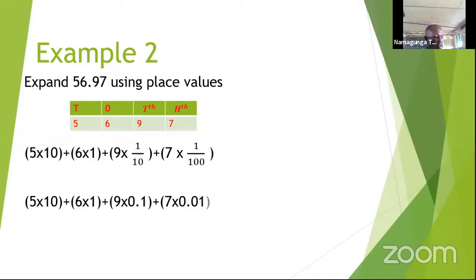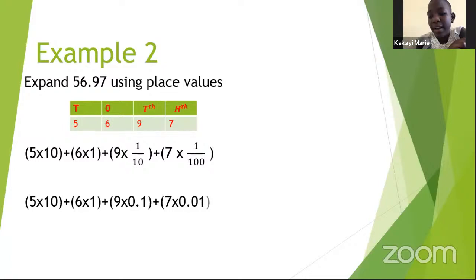Let me hear from Kakai Mari. Kakai Mari, can you read for us number 3? Which number do we have there? 183.45. Tell us the expansion. How do we expand that number using place values?